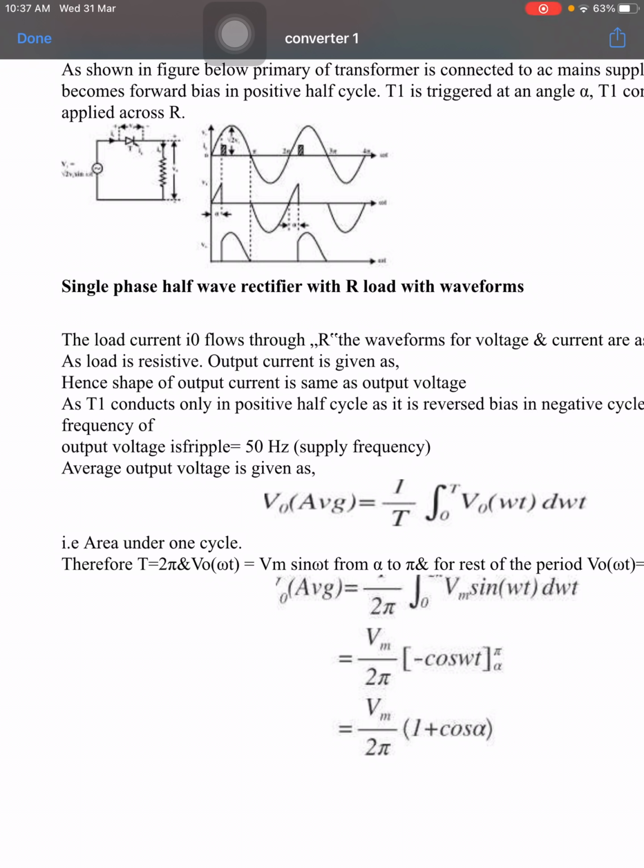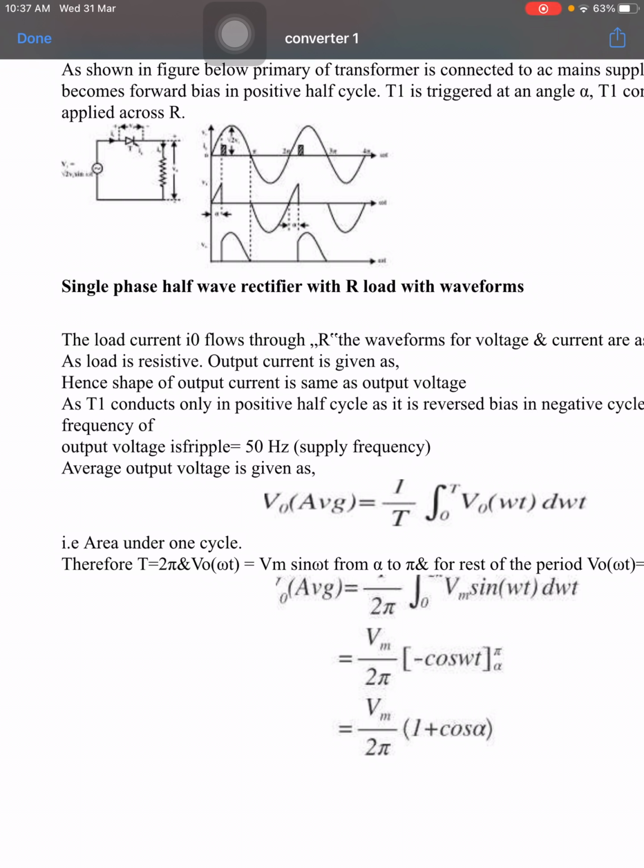Then what is the output current? V naught by R. What is V naught? Vm by 2 pi into 1 plus cos alpha. Then what is I naught? V naught by R is Vm by 2 pi R into 1 plus cos alpha. These are the conditions we have to consider, and we have to control the R load, RL load, whatever load you can consider. Depending upon the load, the circuit operation and the waveform will change, but the thyristor turn-on and turn-off condition for the control rectifier should be the same.